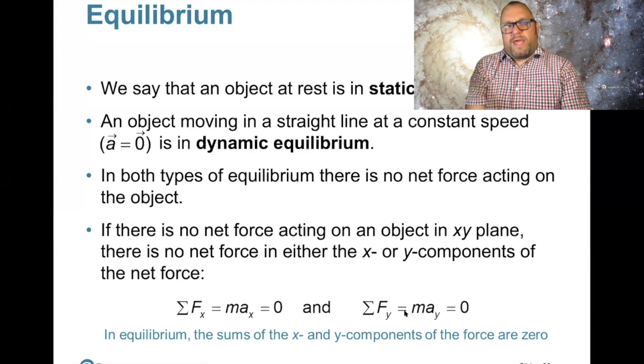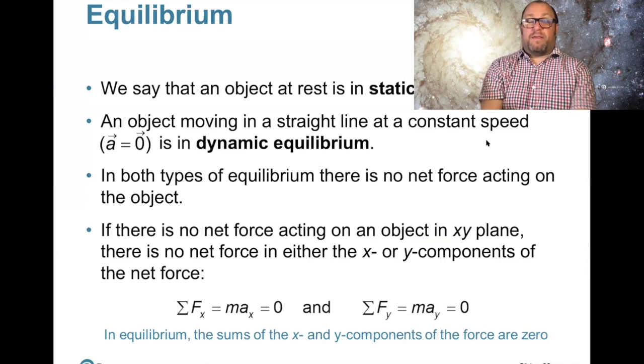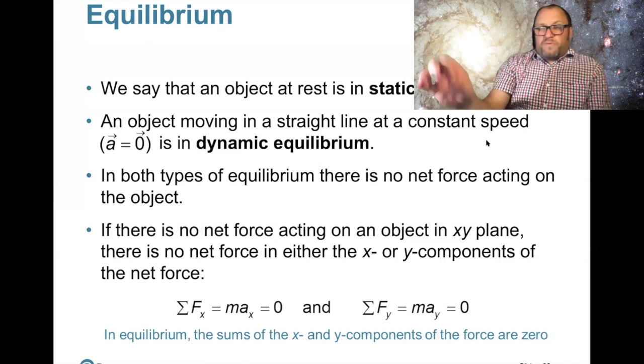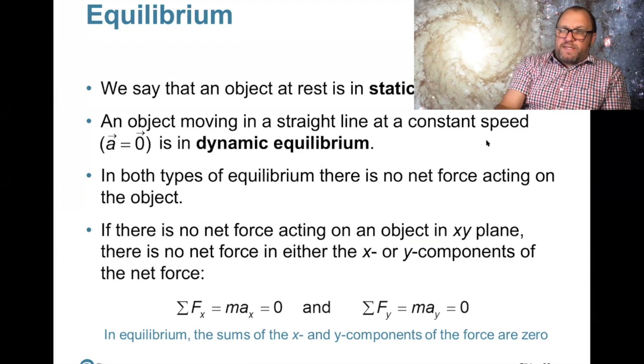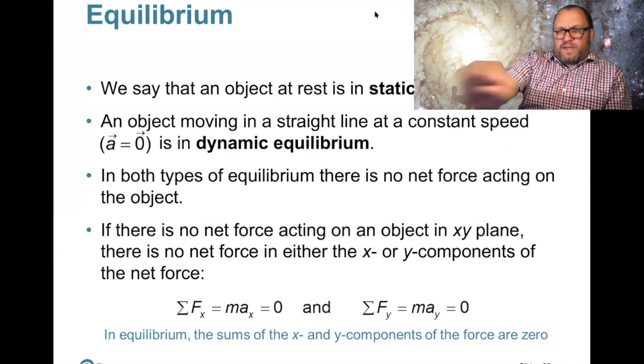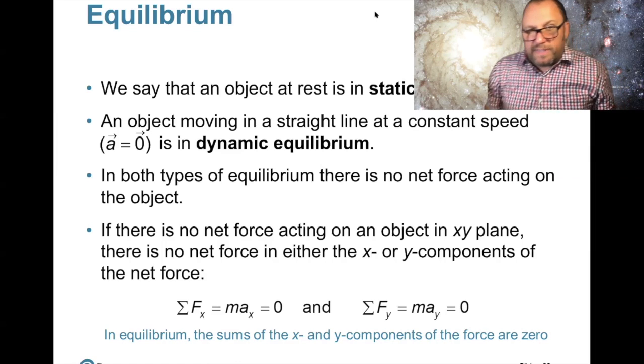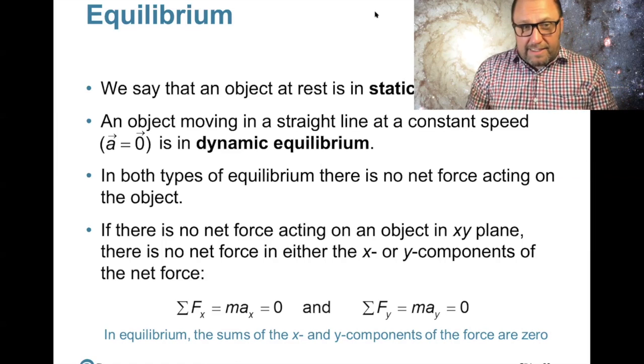Okay, so we say that an object at rest is in static equilibrium. An object moving in a straight line at a constant speed is in dynamic equilibrium. Dynamic means moving. In both types of equilibrium, there is no net force acting on the object. The object is not accelerating.